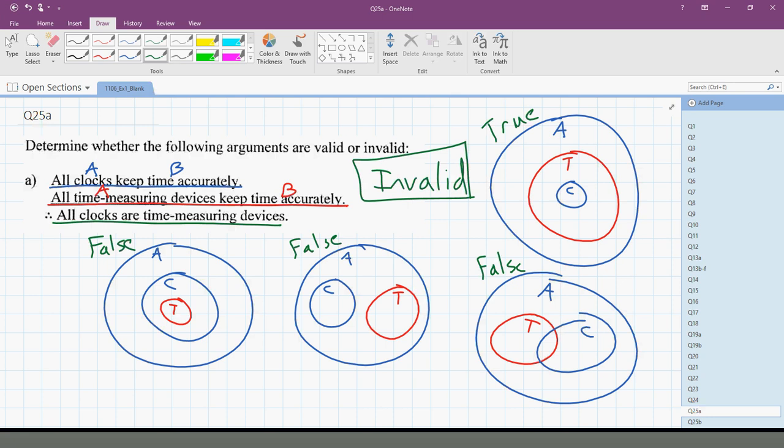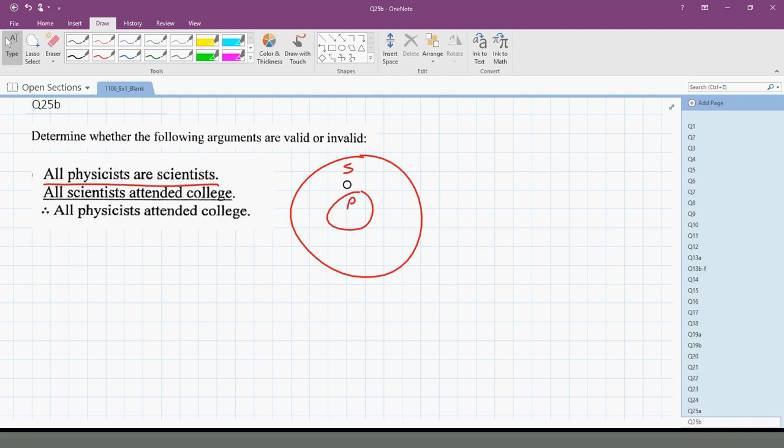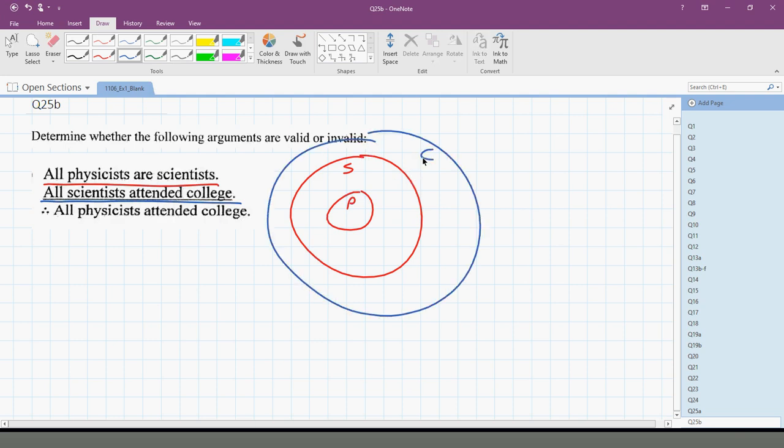So then we got one more. All right, so taking this sentence by sentence. First, it says all physicists are scientists. So that means we have a circle of physicists. And then there's a circle of scientists that surround it. Because all physicists are scientists. Now, the next sentence says, all scientists attend college. So that means my giant circle of scientists is surrounded by another circle of those that attend college. Now, the cool part about this is there's no other way to draw this diagram. This is the only diagram for this one.